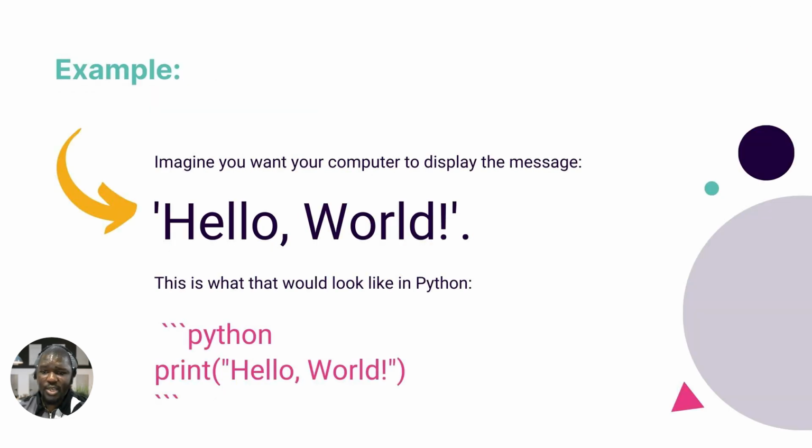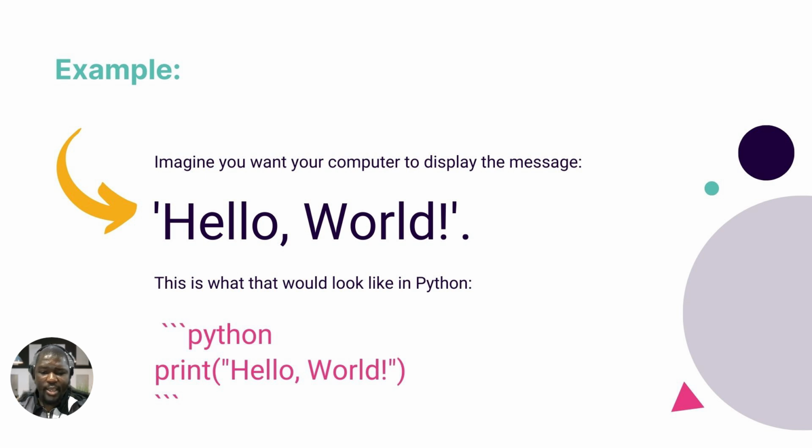A good example: imagine you want your computer to display the message, hello world. How do we do this? You have to know that we have different programming languages and they have different rules. This is what hello world would look like in Python. You have a command, and this is how you print it out, hello world.